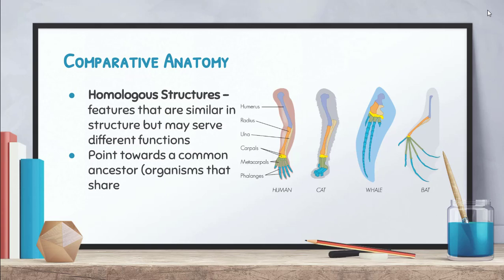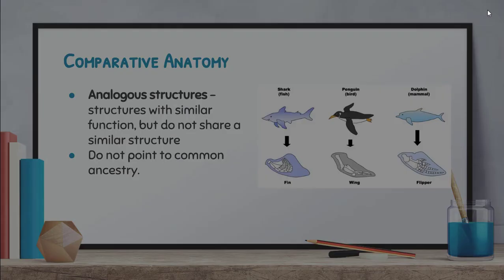But all of them have the same basic structure. This points towards a common ancestor that they shared a long, long time ago. All of these different species evolved from that one common ancestor. So we look at anatomy to get us a better understanding of how organisms are related to one another.